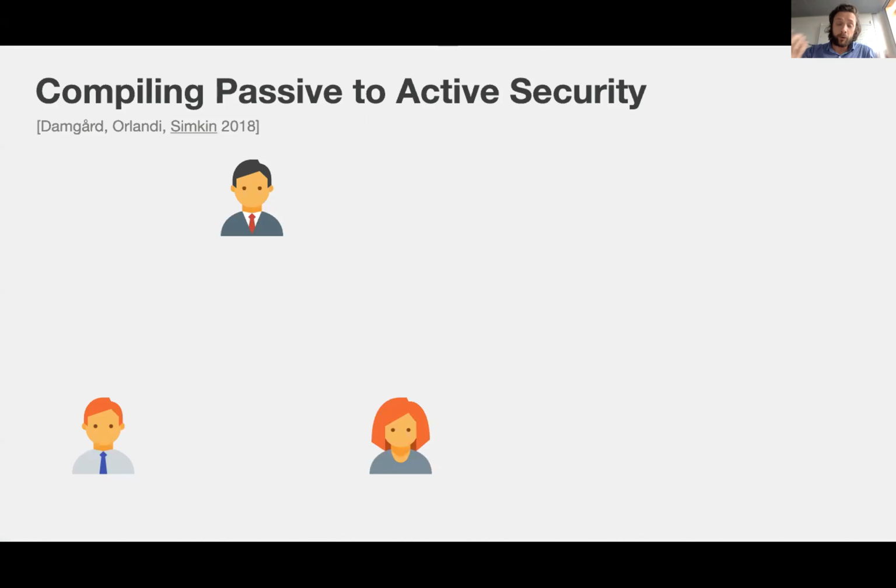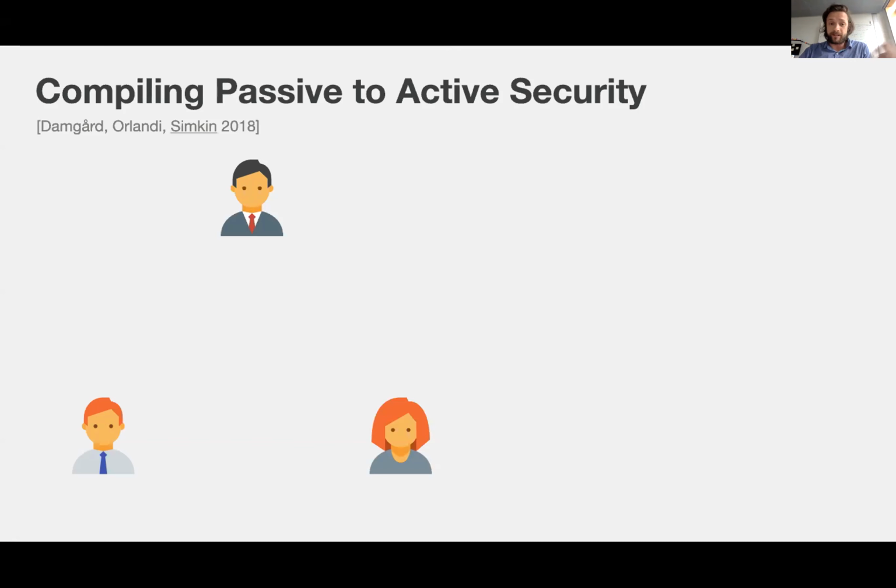And the whole starting point of this work was really a paper that we had in 2018 at Crypto, where we had a compiler that takes passively secure protocols and transforms them into actively secure protocols. And because the compiler was quite simple, we had the intuition that maybe if we use this compiler, we can actually get practically efficient protocols.